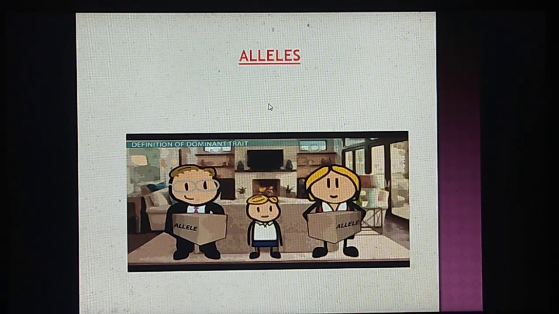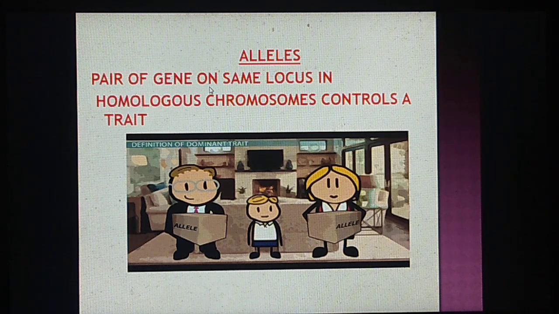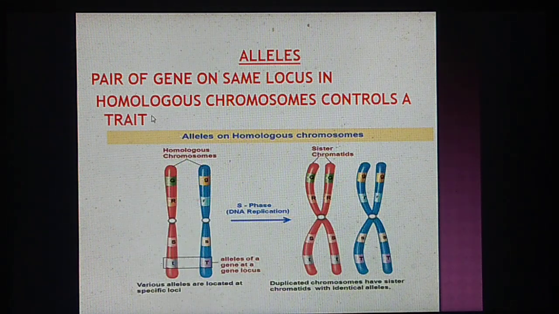Alleles. Alleles are pairs of genes on the same locus in homologous chromosomes which control a trait. We already know a trait is a characteristic. So for a particular characteristic there are pairs of genes located at the same locus on the homologous chromosomes. We should recall that homologous chromosomes are obtained from both the parents in the diploid organism from sexual reproduction.